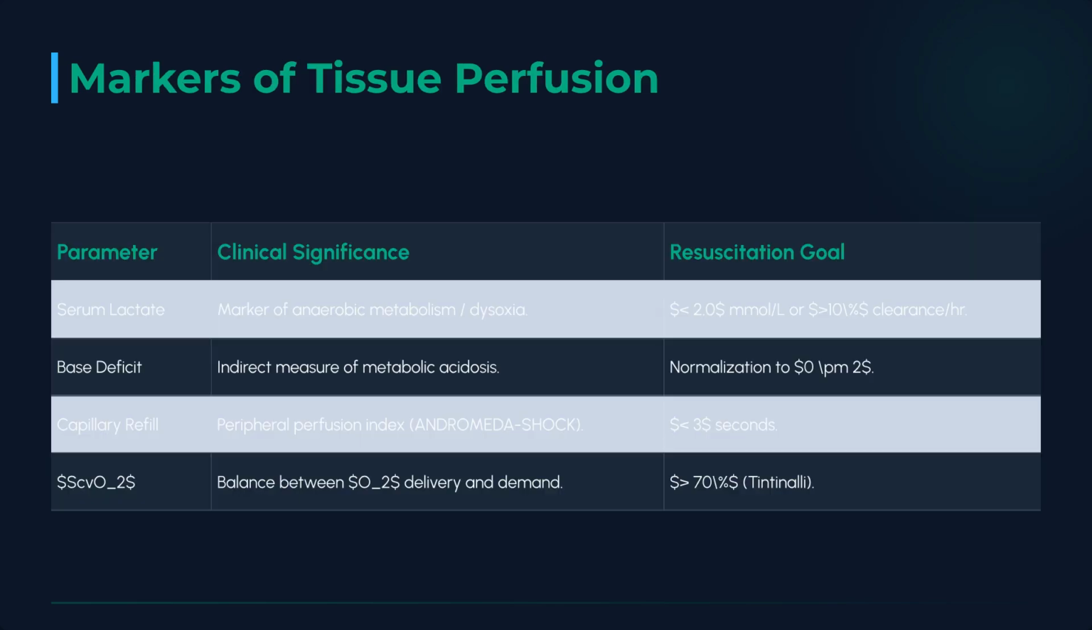Markers of tissue perfusion are essential. Serum lactate indicates anaerobic metabolism, and base deficit measures metabolic acidosis. Capillary refill and mixed venous oxygen saturation are also crucial parameters for guiding resuscitation.